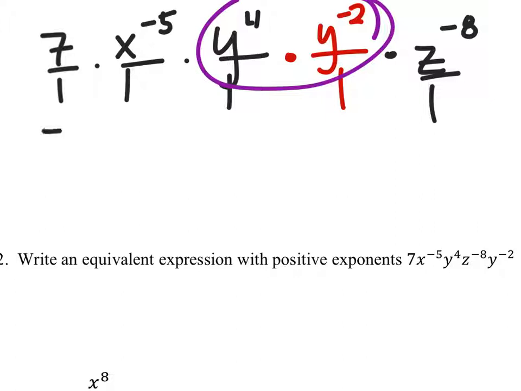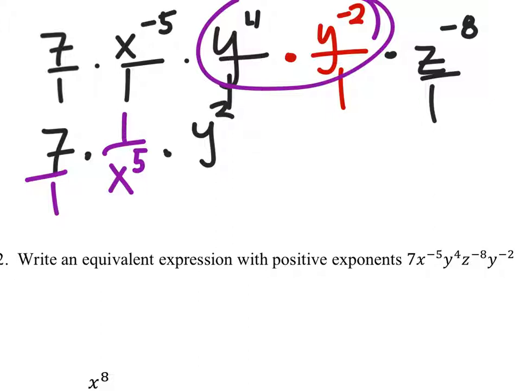So the 7 doesn't need to be reciprocated. The x does. That'd be 1 over x to the 5th. Does it help to see that 7 as a fraction? I don't know. And then the y's, this now becomes a y to the power of 2 over 1, because here we would have 4 plus this negative 2 right here. 4 plus negative 2 is 2.